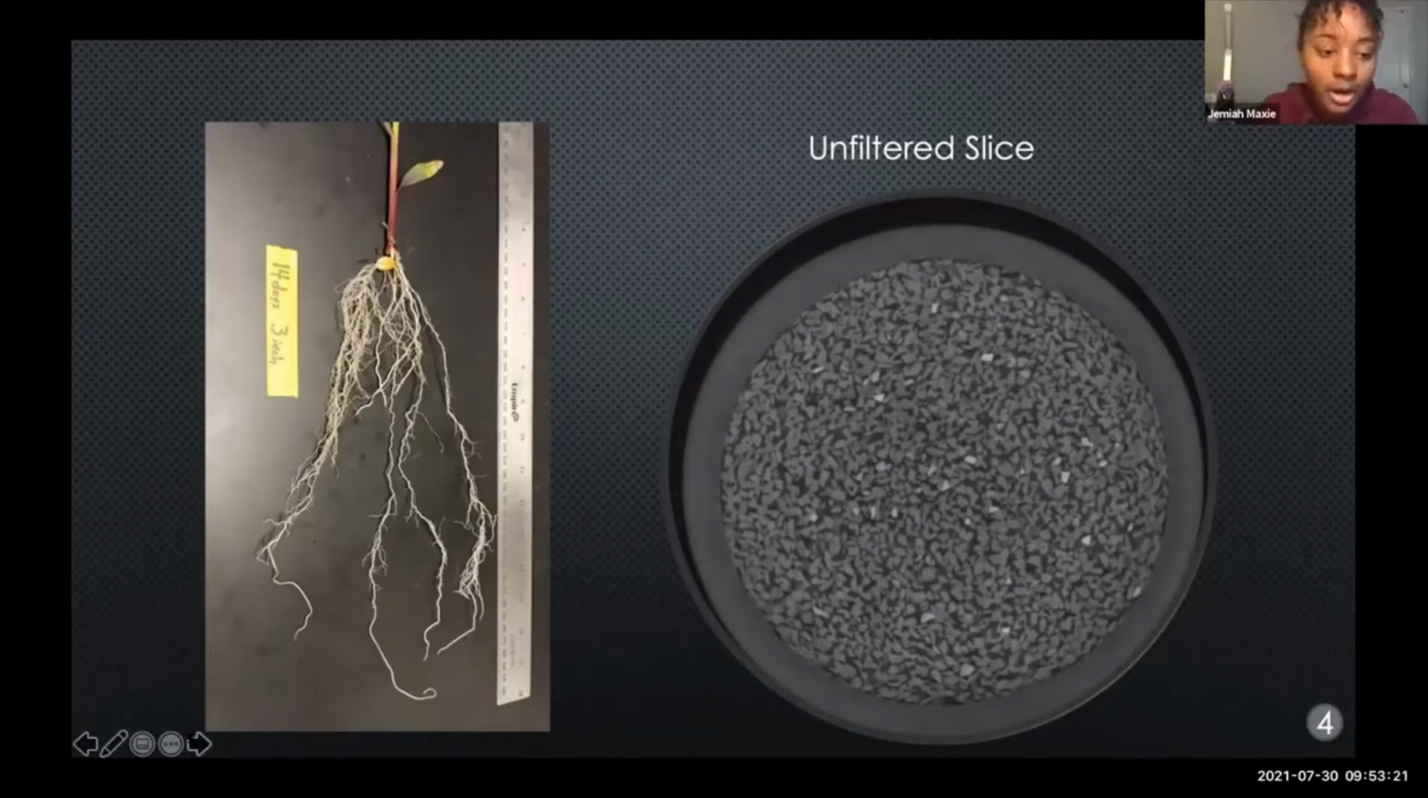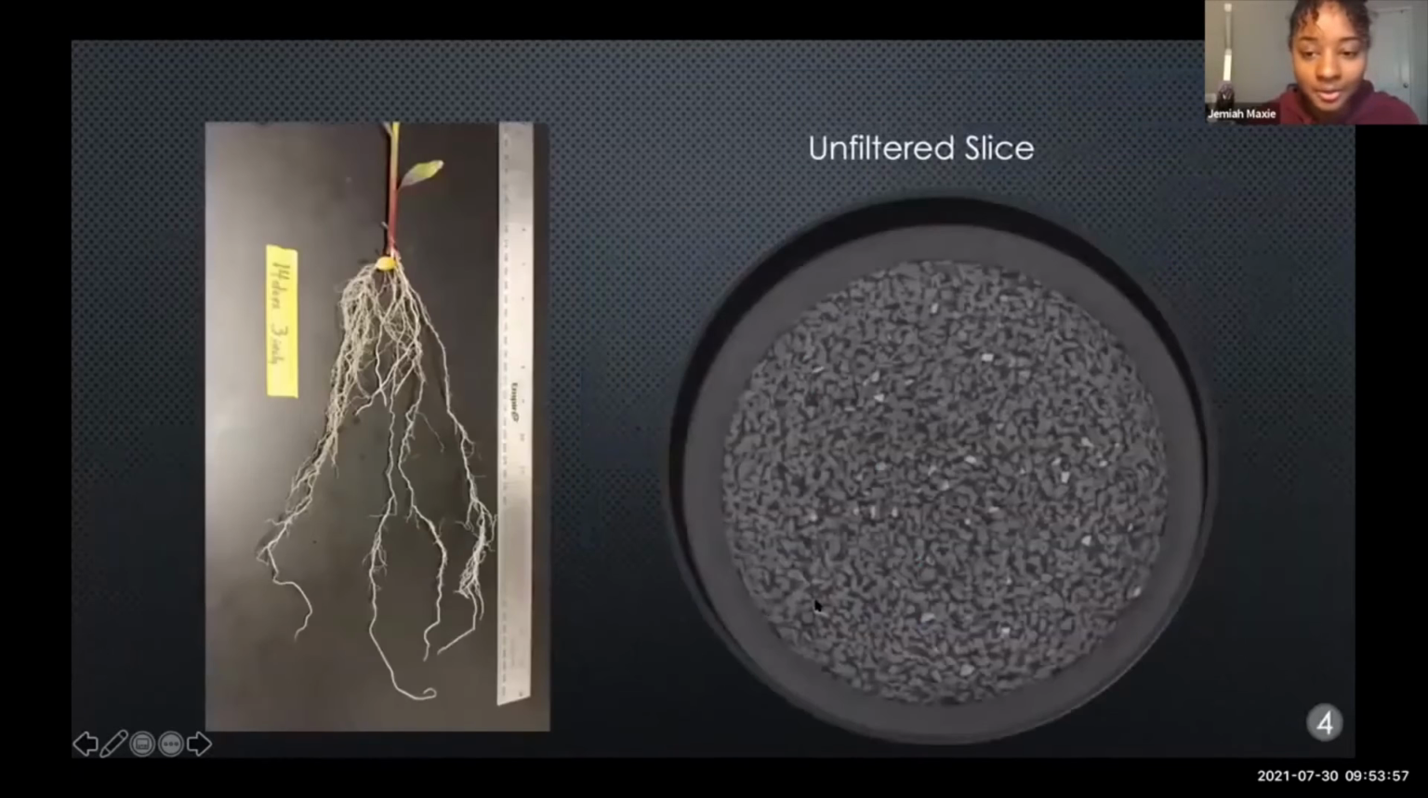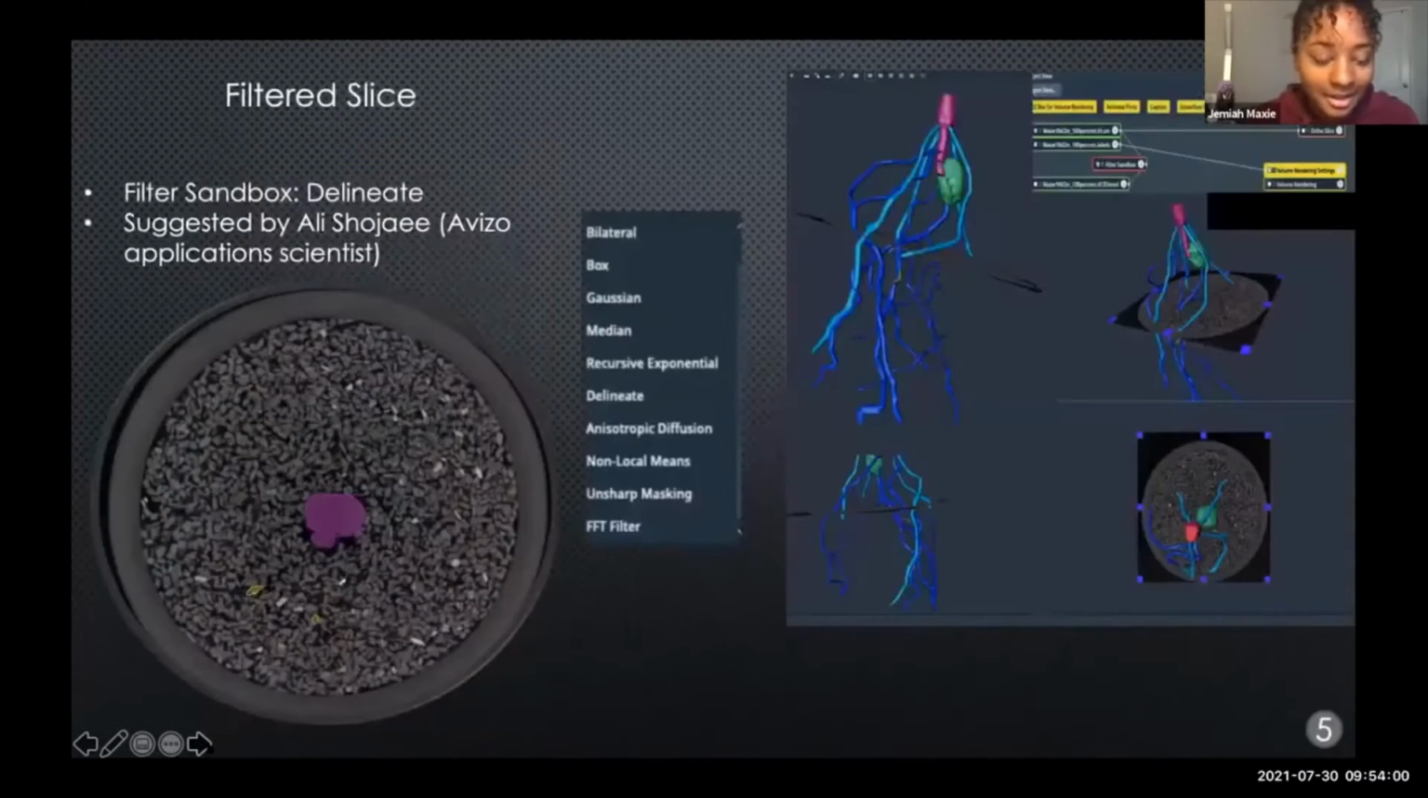I was able to meet with Ali, who is an application scientist that works for Aviso, and he was able to help us get the most out of manual segmentation, since that was the route we chose to use. We could have done more advanced machine learning techniques, but because of time, we decided to go with manual segmentation. He recommended using the filter sandbox tool, which you can see here. It's on this image that you see, and compared to this image over here, there is a lot more clarity.